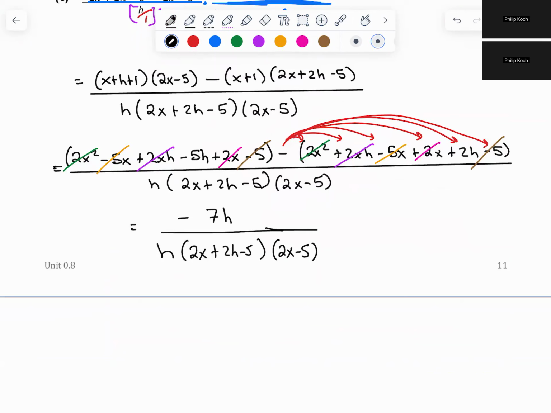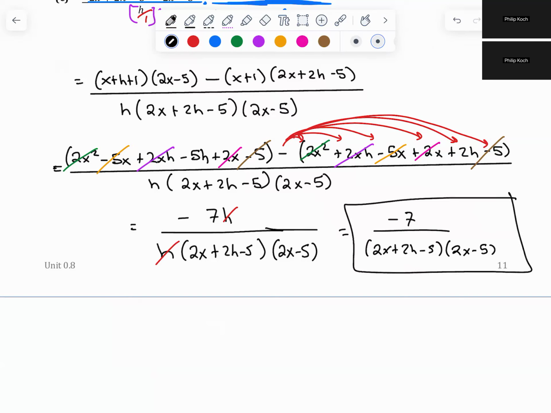I'll explain in just a moment. Basically, you can take an extra step and do all the distributions and then combine like terms, but I promise you all those things will cancel except for the h's, the 5h and the 2h. And then, therefore, the h's cancel. And we get our final answer, which will be negative 7 over 2x plus 2h minus 5 times 2x minus 5. And that is our final answer.